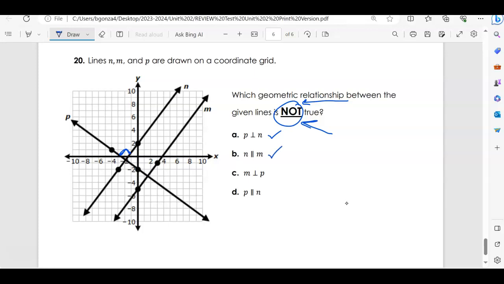Is M perpendicular to P? M, P, oh look, that's also perpendicular. That's true. And then is P parallel to N? Here's P, here's N. Those cross, they're not parallel. So this one is a no-go. So that answers the question, which one is not true.